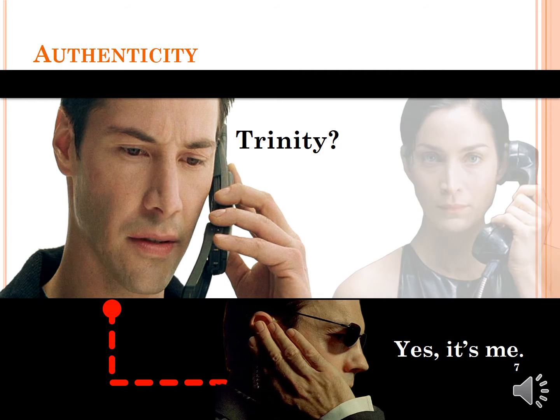The second thing is authenticity. During the communication, you should know that you are communicating with the desired person, not a fraudulent one. In this picture, you can see that Neo wants to communicate with Trinity, but there is an intruder, Agent Smith, who can take the identity of Trinity and communicate like Trinity with Neo.